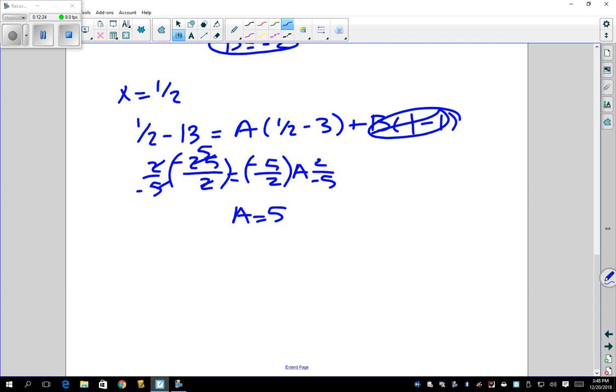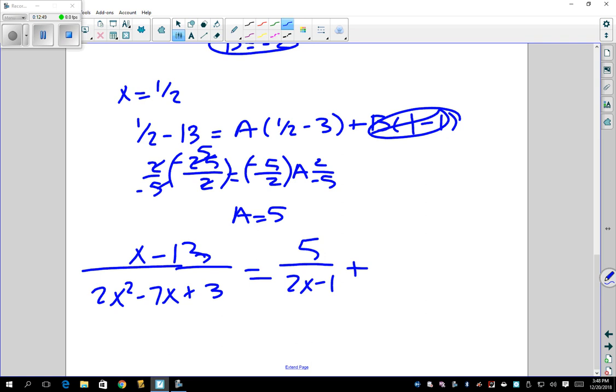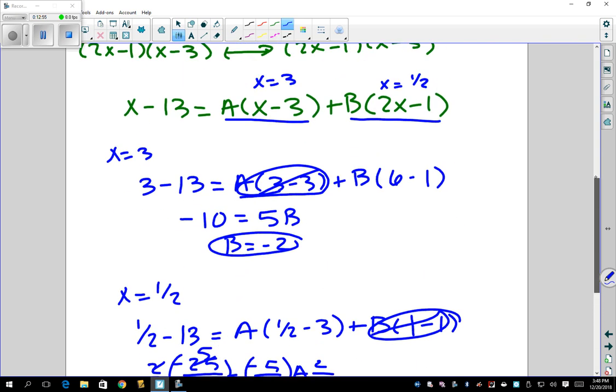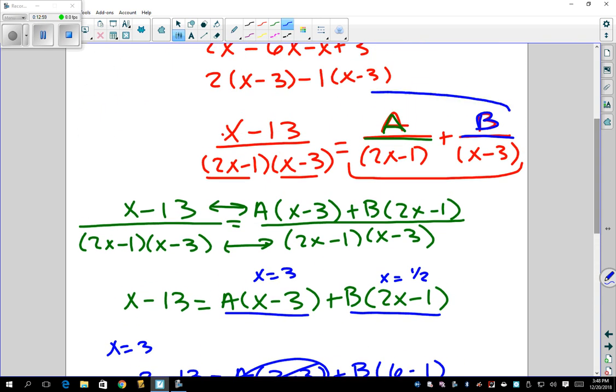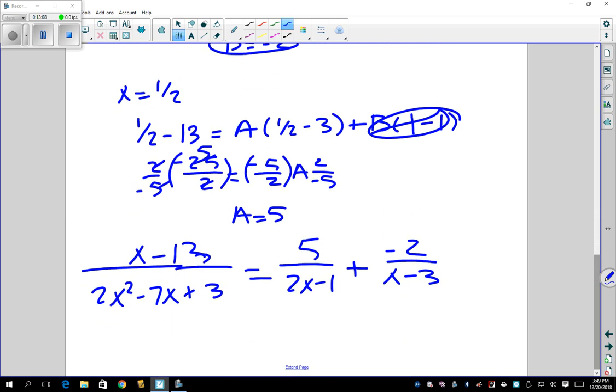So my final product, I would say x minus 13 all over 2x squared minus 7x plus, not 6, plus 3, equals 5 over 2x minus 1 plus negative 2 over x minus 3. Just going back to our original up here and subbing in for A and B. Really it's just moving backwards from simplifying, and we should get something that looks like this.